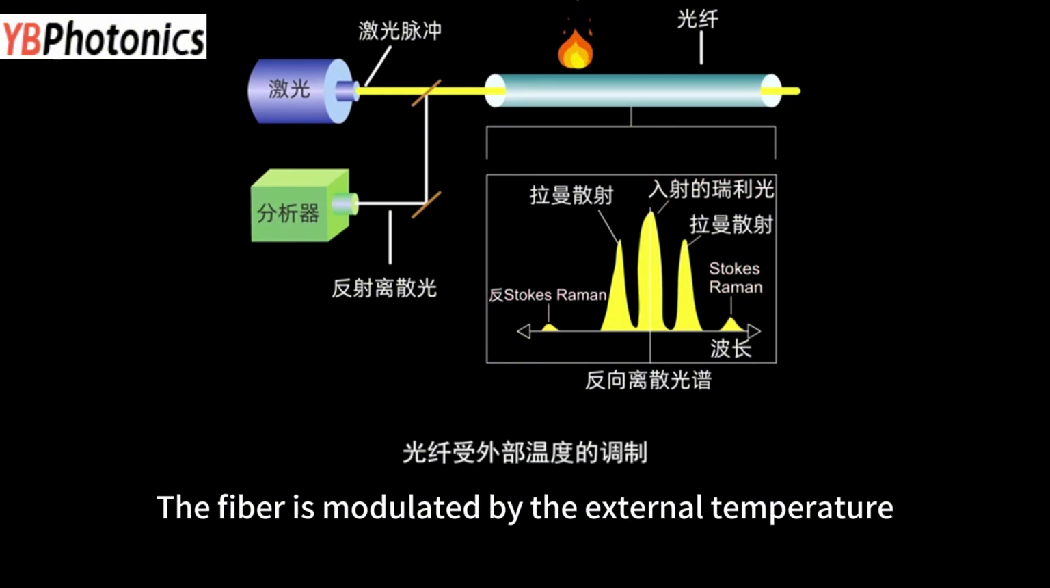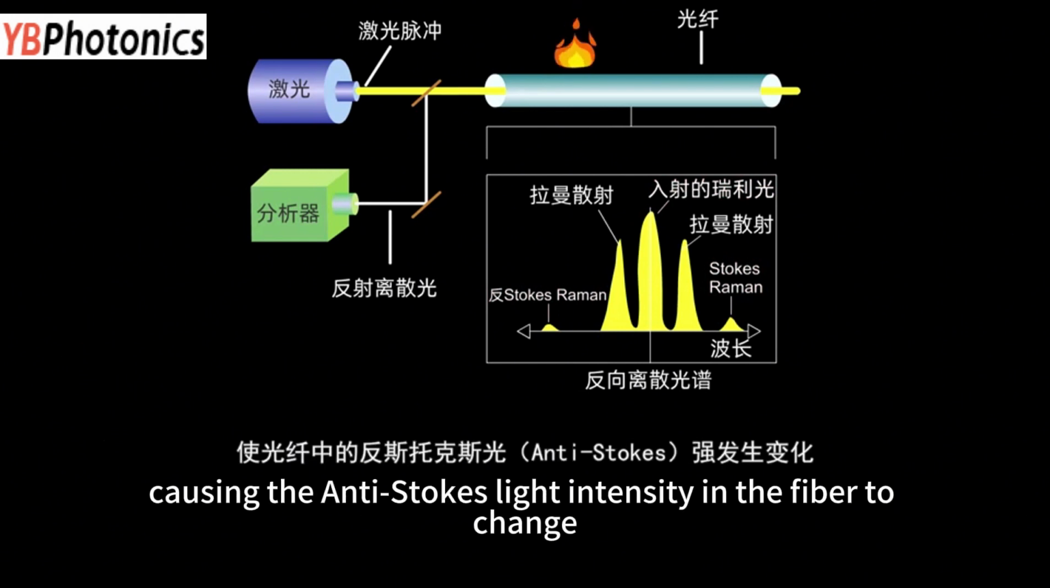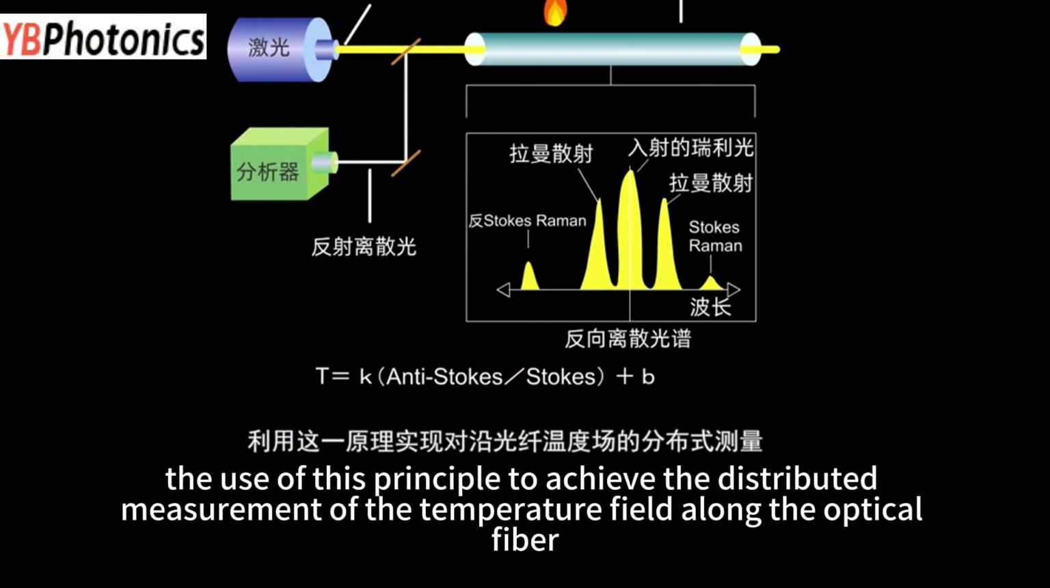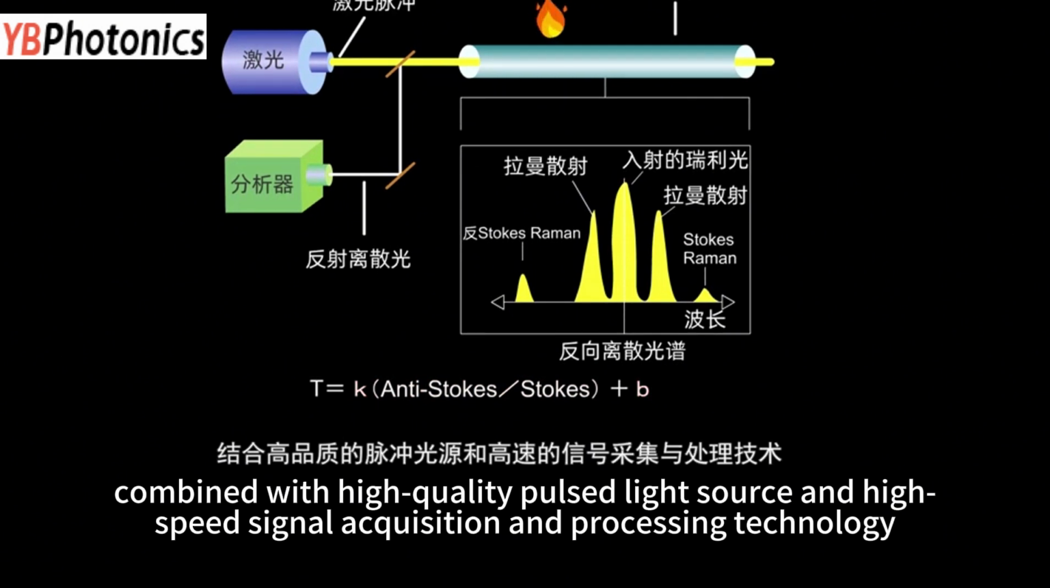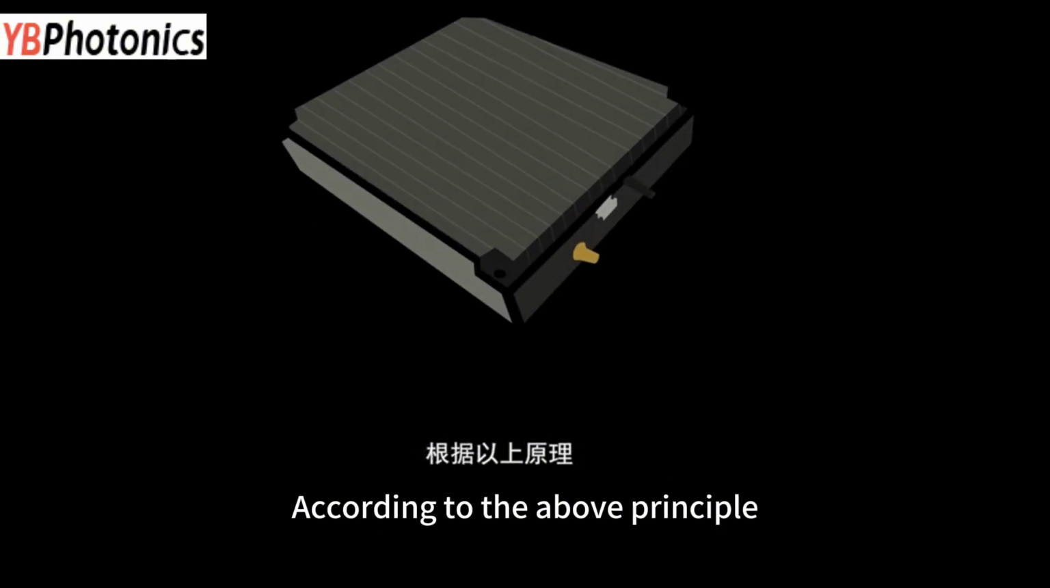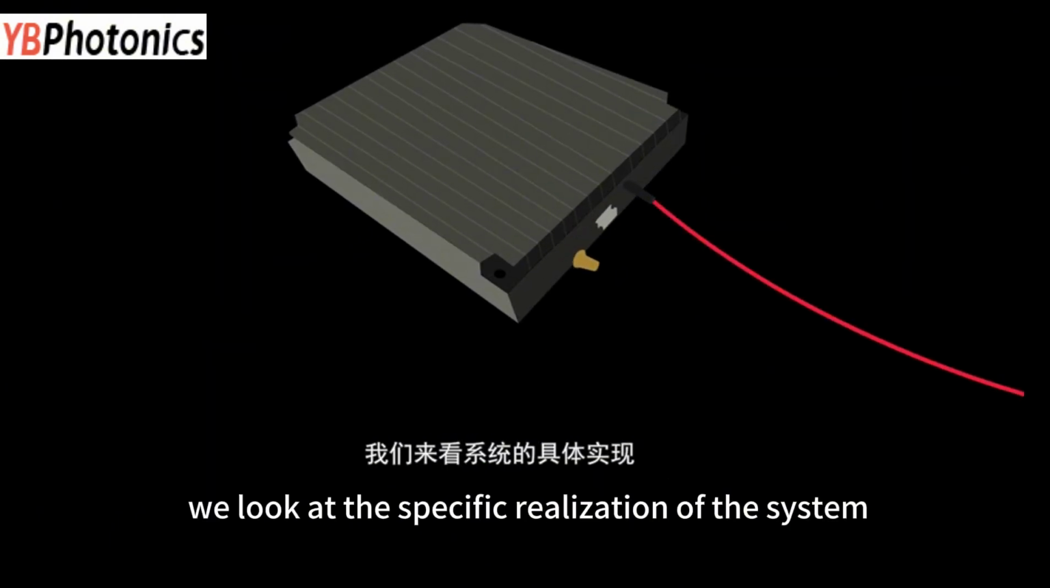The fiber is modulated by the external temperature, causing the anti-Stokes light intensity in the fiber to change. Anti-Stokes to Stokes ratio provides an absolute indication of temperature. The use of this principle to achieve the distributed measurement of the temperature field along the optical fiber, combined with high-quality pulsed light source and high-speed signal acquisition and processing technology, we can get the accurate temperature value of all points along the fiber. According to the above principle, we look at the specific realization of the system.